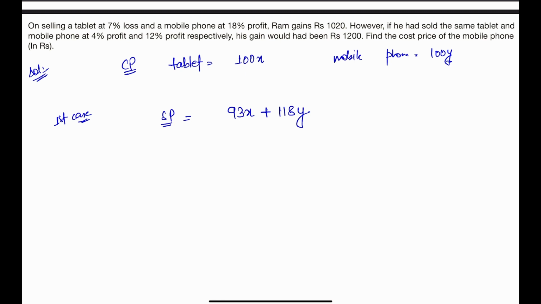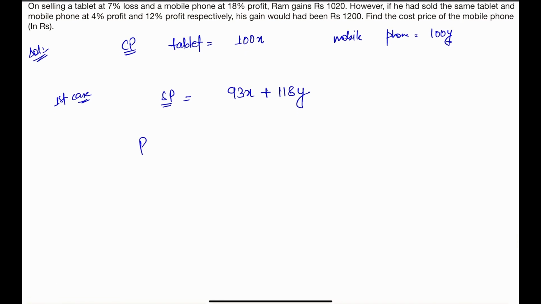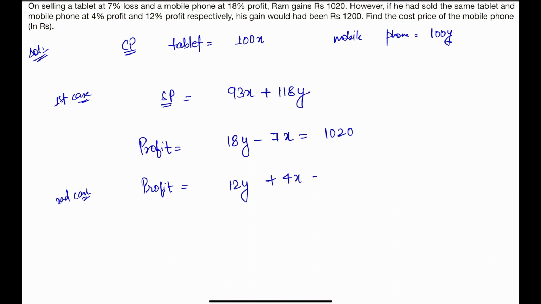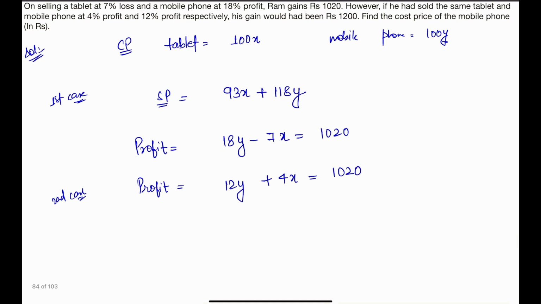Okay, Ram gains, so this is my profit. So my profit in this condition will be 18y minus 7x equal to 1020. So similarly in the other case also he would gain his profit in the second case. I won't write next again. Profit will be how much? Both at 4x profit, 12y plus 4x is 1020, right?